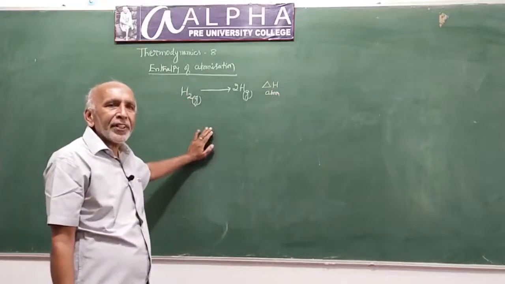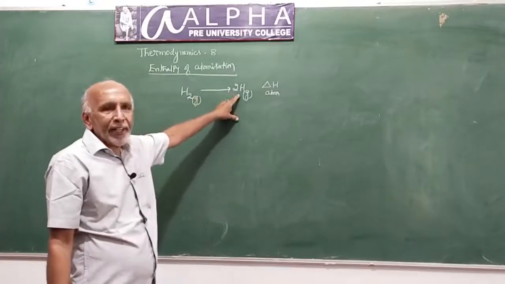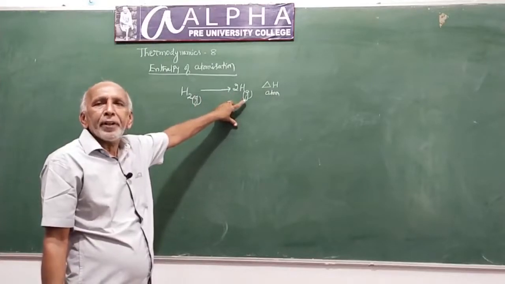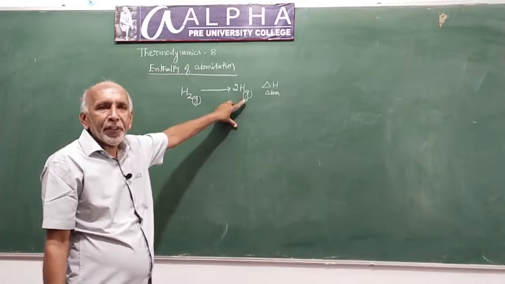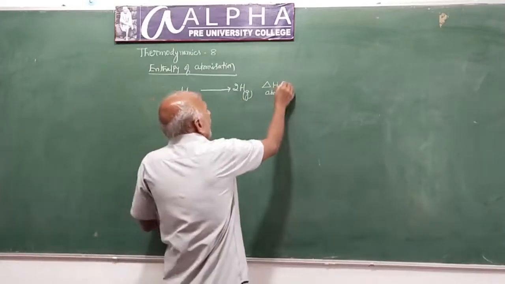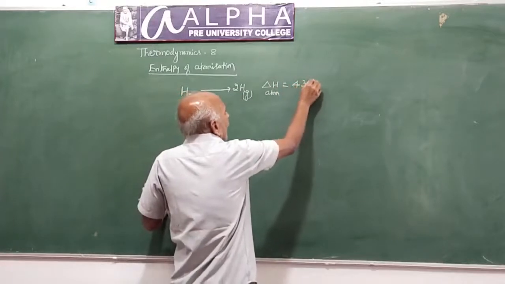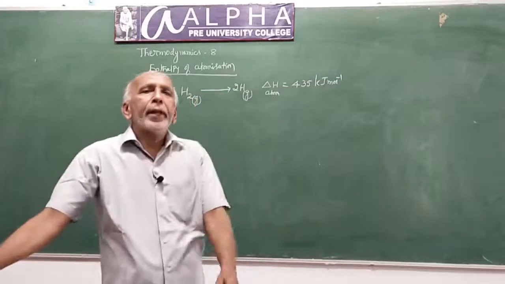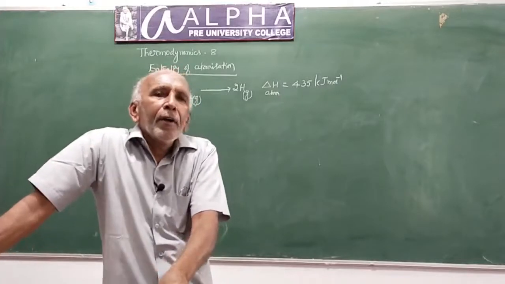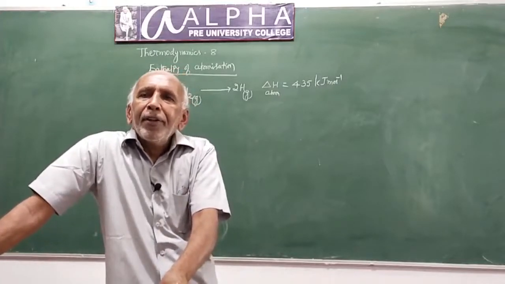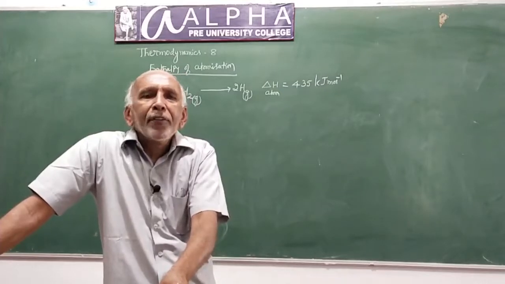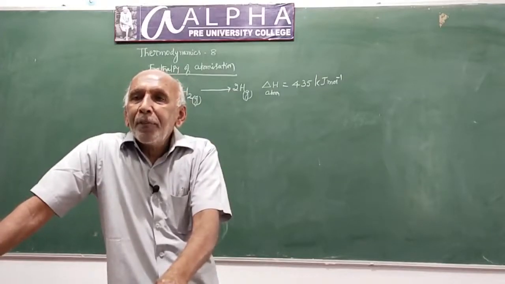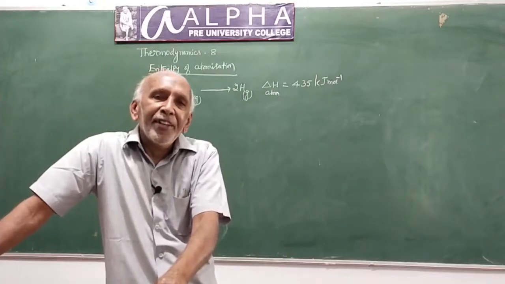Why enthalpy of atomization? Because molecule is converted into atoms. In this case, molecules are converted into atoms, and the enthalpy change taking place is known as enthalpy of atomization. Okay. In this case, it is 435 kilojoule per mole. The enthalpy of atomization of dihydrogen or hydrogen molecule is found to be 435 kilojoule per mole. What is the nature of the process? It is endothermic. That means it is followed by absorption of energy, heat.